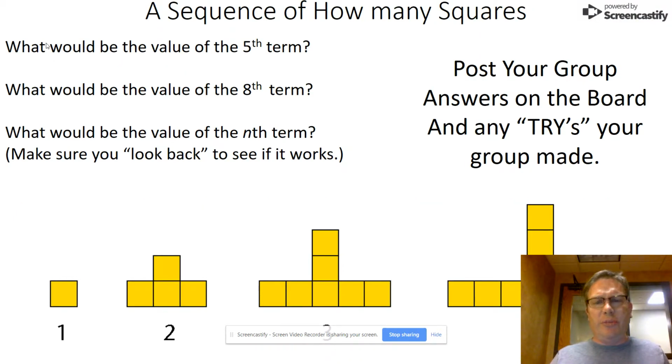After that one, I'm going to just give them this one. You can see there's 4 terms. I'm going to be asking them to find the 5th and the 8th, and then a formula to predict the nth. I'm asking them to look back at any of these 4, so it shouldn't matter, and make sure that the formula works. And if it doesn't, well, there's a try, so then they'll need to try again.